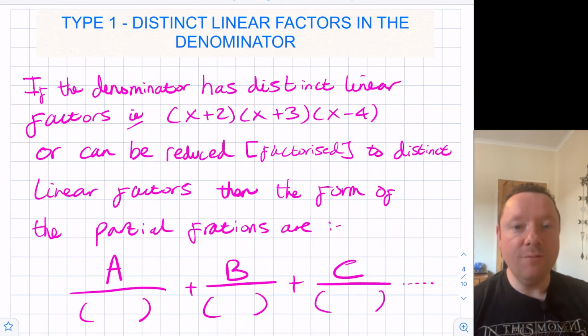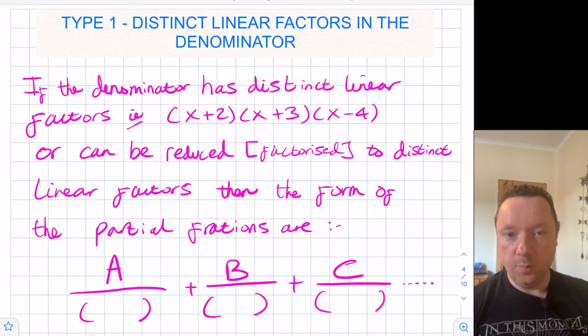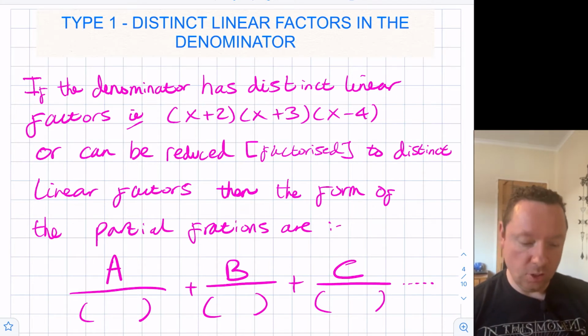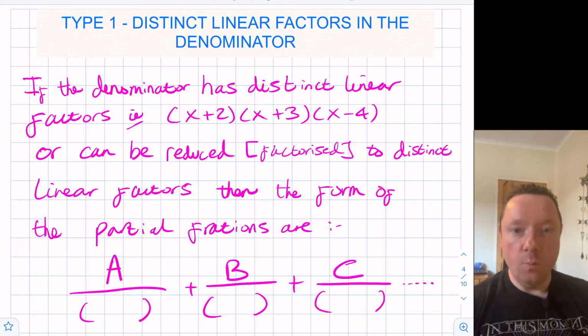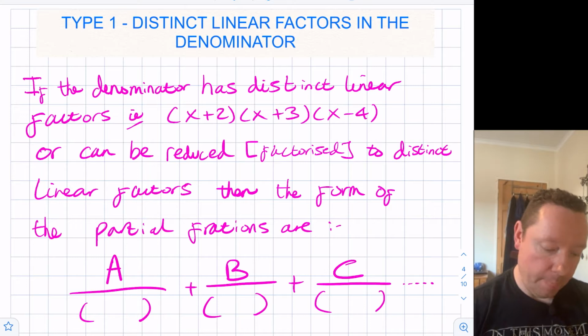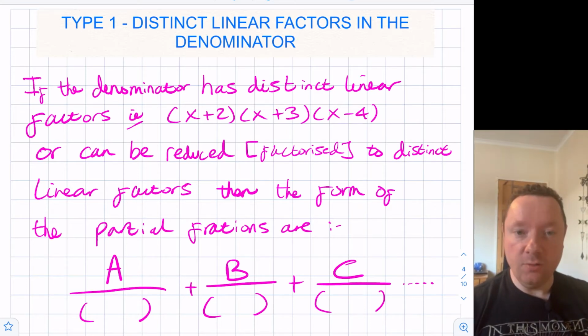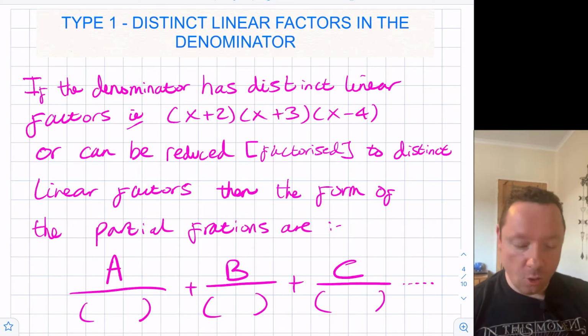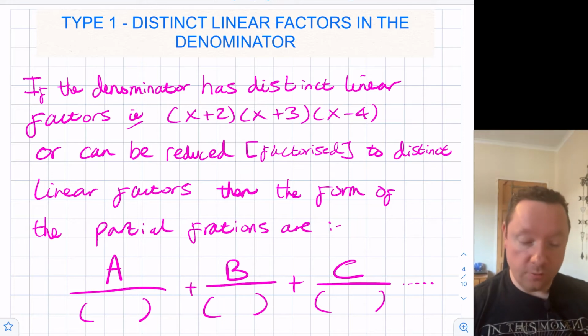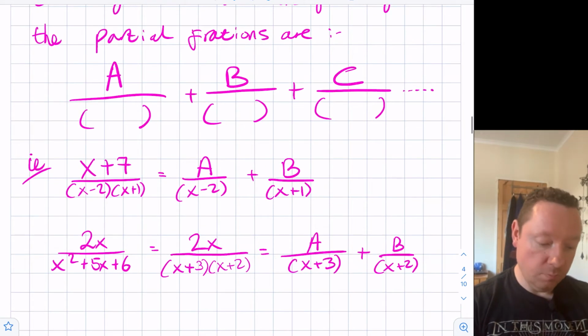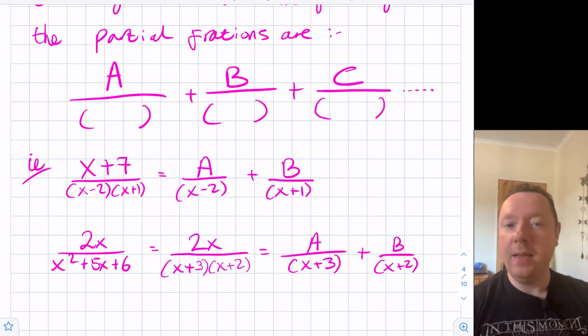By reduced I mean you can factorize the bottom expression, and that means that you end up with a bunch of linear factors. Linear just meaning no powers bigger than 1 on the x, can't have x squared or x cubed or anything like that. If that is the case, and you've got a bunch of different linear factors in the denominator, the formula for partial fractions is this. It's a over some linear factor plus b over it plus c over it, and on to infinity depending on how many you've got. We'll deal with ones with just 2 or 3.